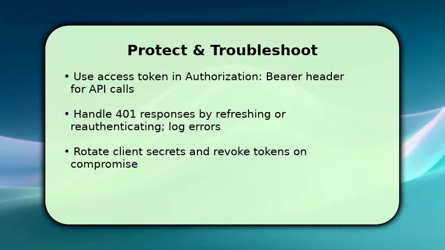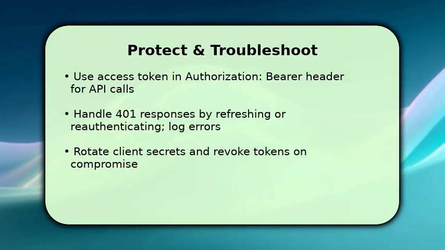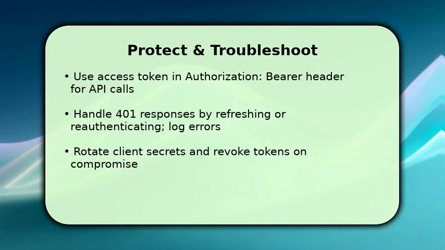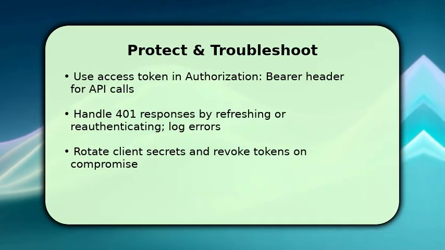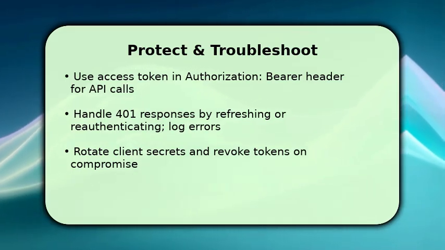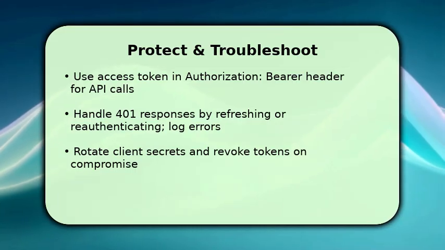To finish, attach the access token to API requests in the authorization header and enforce token validation on the resource server. If you receive a 401, try refreshing with the refresh token. If that fails, redirect the user to reauthorize.